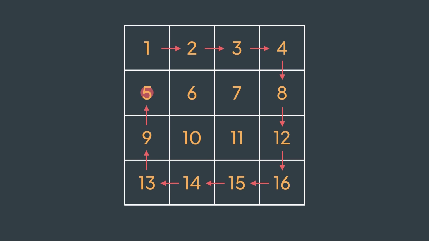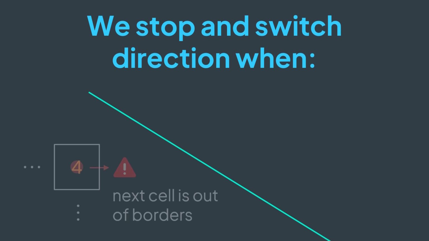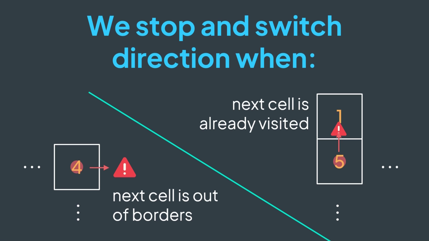We go up, and here we could continue going up, but the next cell is already visited. We switch direction. After going up, we need to go to the right. We go right, and we cannot continue because the next cell is visited. We switch direction. We go down once, and we cannot continue. The next cell is visited. We switch to the left direction. We go left once, and it's the last unvisited cell. We stop and return the result. From this example, we can deduce that when moving towards a direction, we stop in two cases: when the next cell is out of borders or when it's already visited.